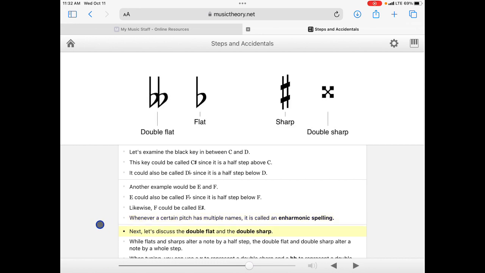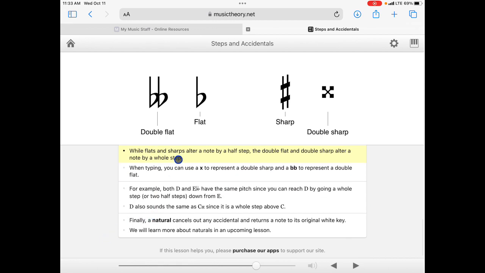Now we're going to discuss double flat and double sharp. These symbols look kind of crazy, but we're going to try and make sense of it. While flats and sharps alter the note by a half step, a double flat and double sharp alter a note by a whole step. So remember that two halves make a whole. One of these symbols is one half step down or up. Two of them would be a whole. Okay.